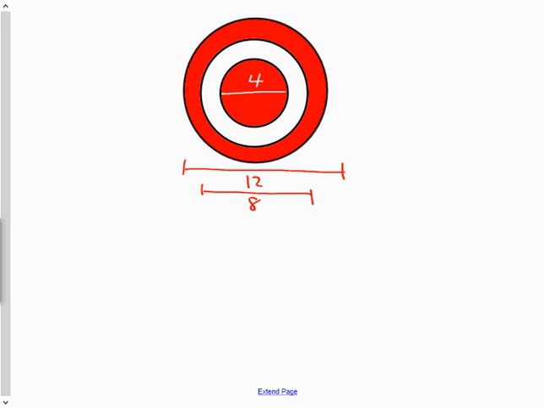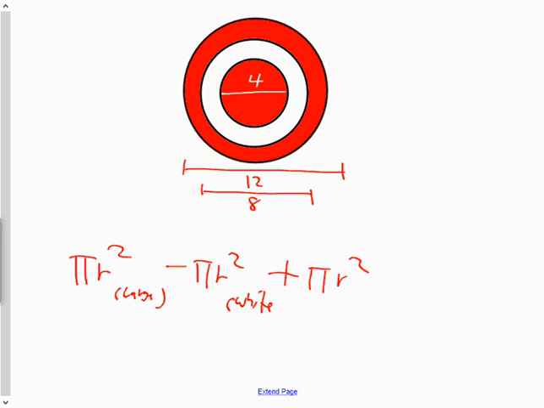But to that, we're going to add another circle. So really, what we have for a formula is a pretty complicated one. It's pi r squared for the largest one, take away pi r squared of the white, plus pi r squared for the middle red, the small red. And that would be our formula. It's actually three circles, the concentric circles.